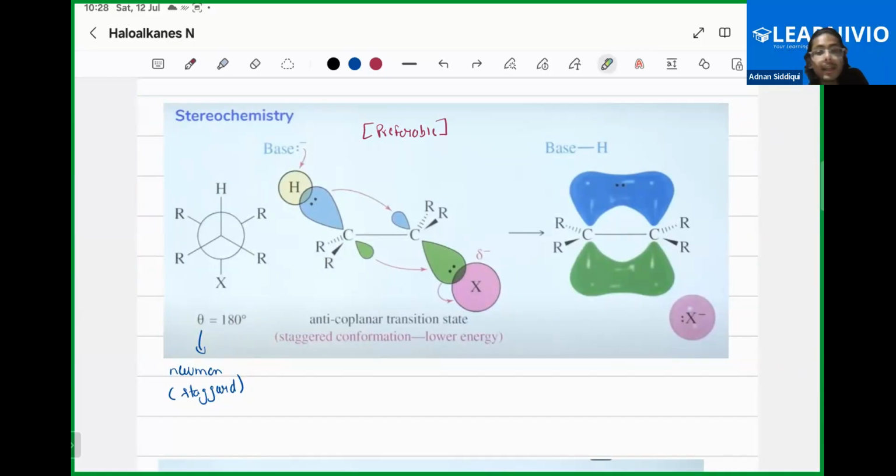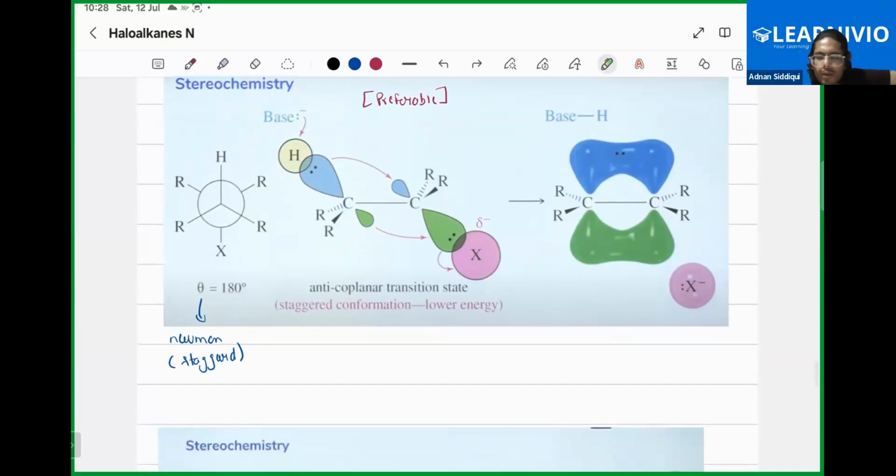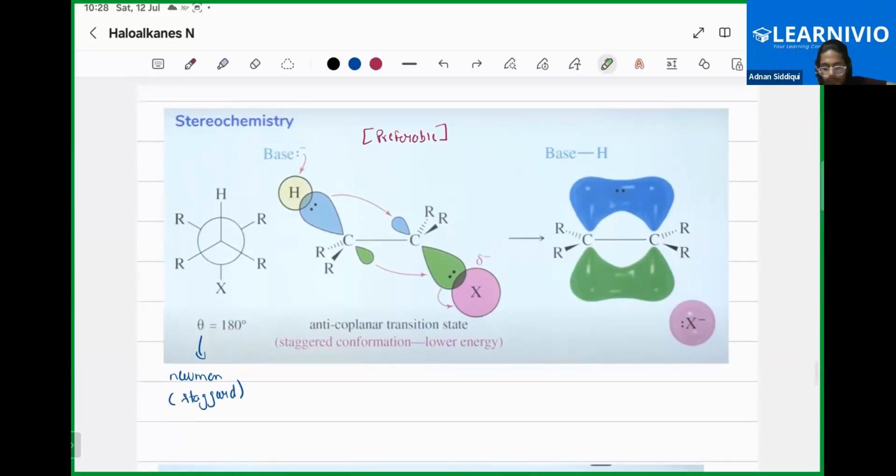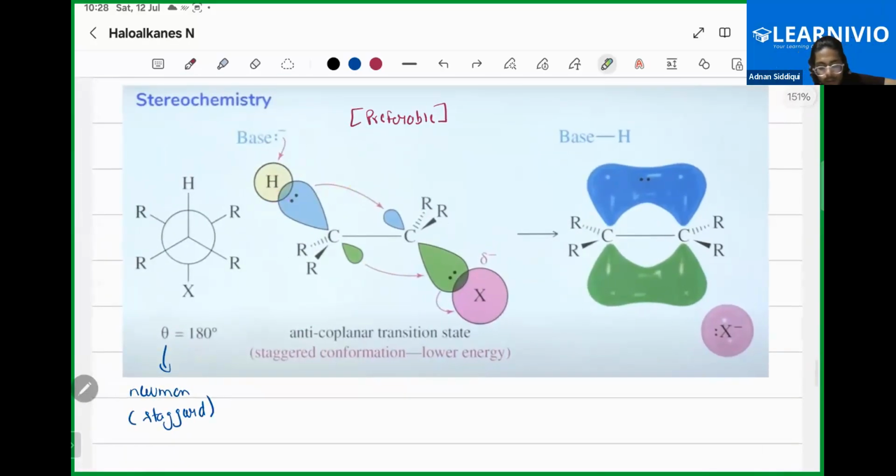See, in E2 elimination, our compound prefers the anti-coplanar transition state. For example, if your hydrogen is here, the leaving group should be here, like anti. If your hydrogen is here, the leaving group should be here. So it can easily abstract the proton, and consecutively the double bond will shift and your leaving group will leave. It basically prefers the staggered conformation, right? So it will prefer the anti-coplanar transition state like this.